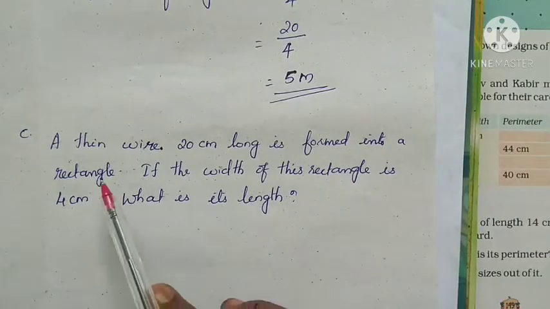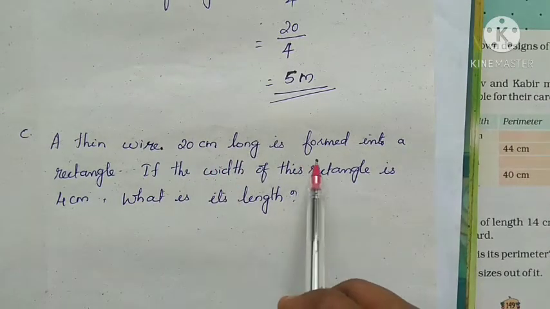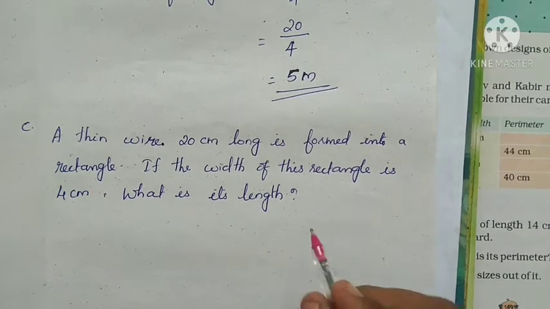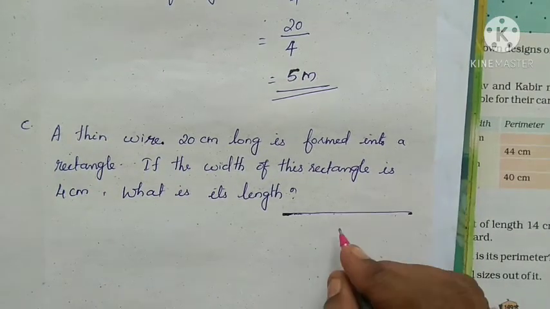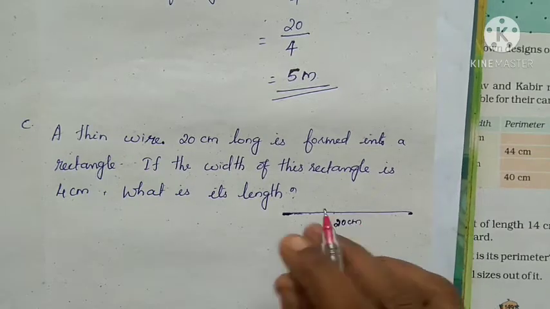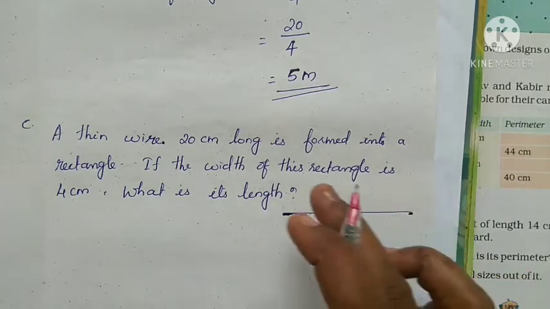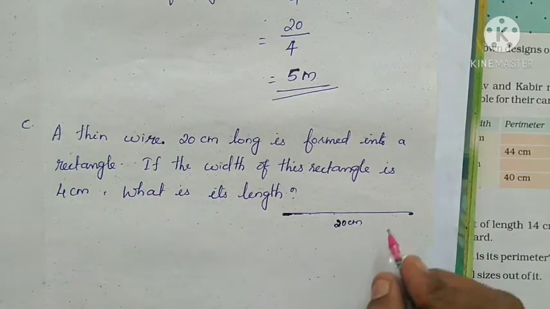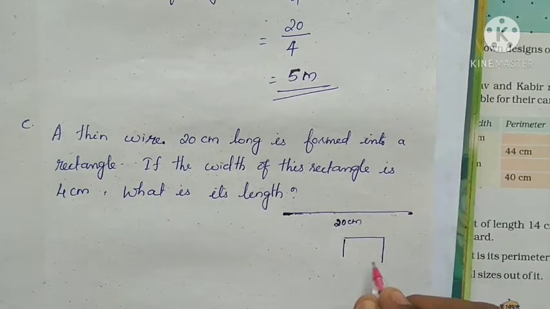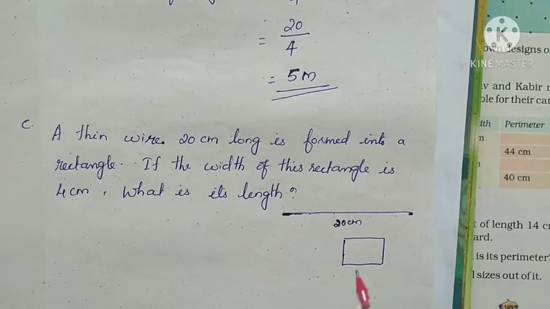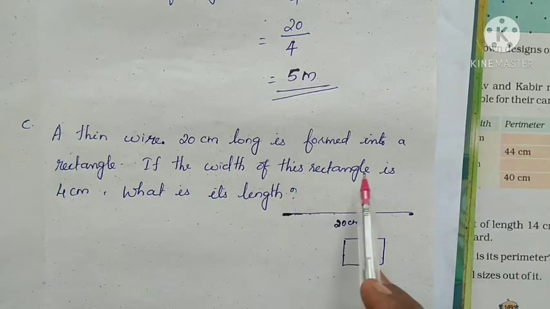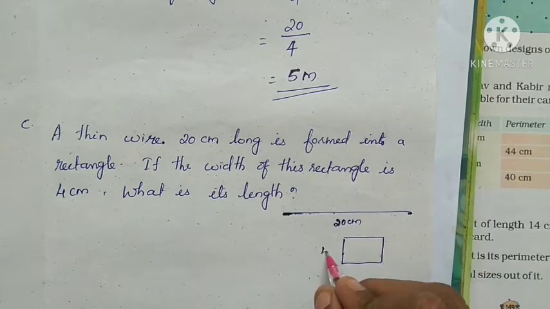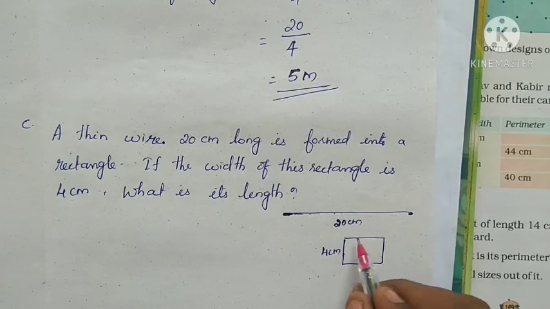The next question is, a thin wire 20 centimeter long is formed into a rectangle. That means this is the thin wire, 20 centimeter long, and it is formed into a rectangle. So this thin wire is made into a rectangle. If the width of this rectangle is 4 centimeter, so the width is given, that is 4 centimeter. So we needed to find out the length.